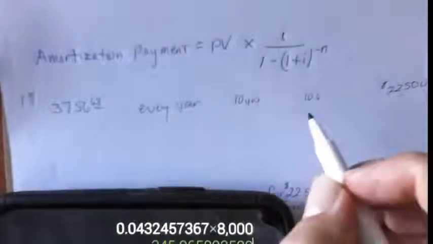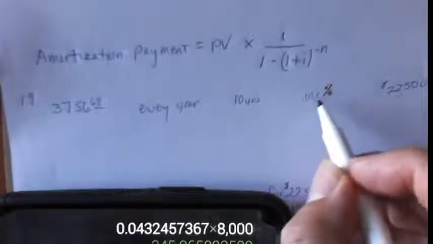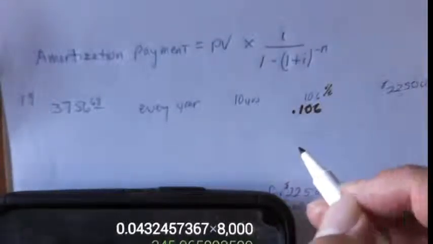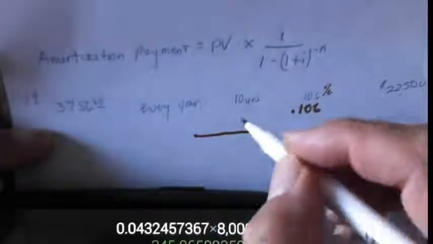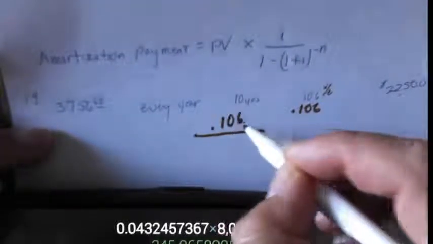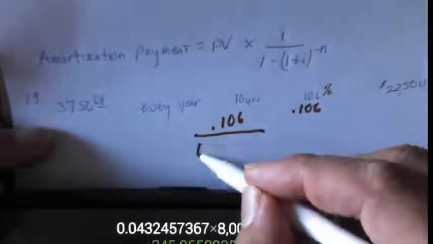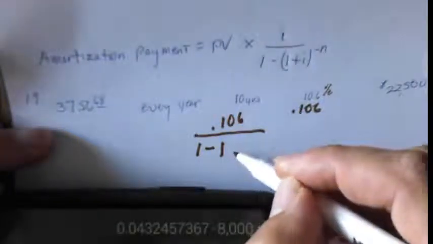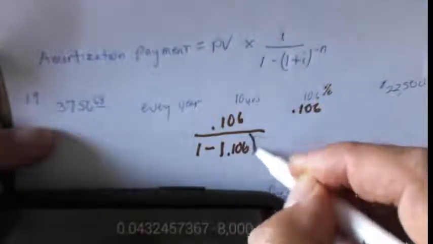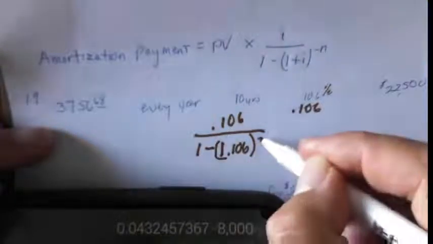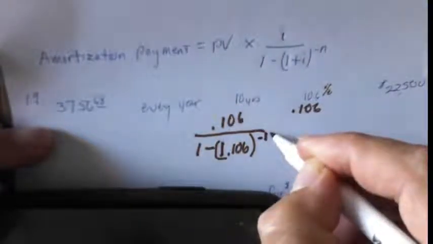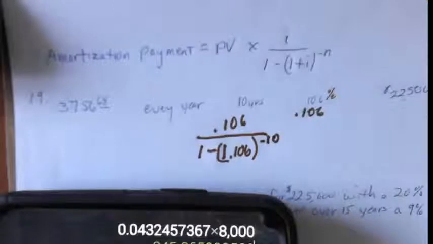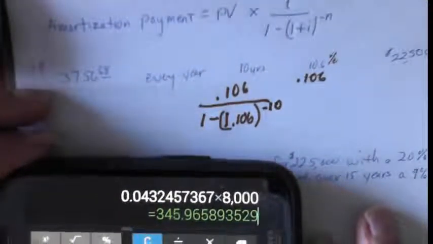So this is a percent, so as a decimal it's going to be 0.106, and that's going to be on the top. And on the bottom it's a little more tricky. So we have 1 minus 1 plus the interest rate, and we have that negative exponent, right? So we have negative 10, because it's every year, it's annual. Okay, so that's when we have to use that plus or minus key that we did before.